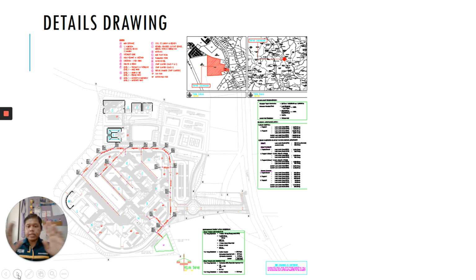This is the detailed drawing. How do we do this detailed drawing? It connects from the whole line here to the discharge point here. In this drawing you have to include the values for your manhole numbers, the invert level, and the ground level. At the pipeline you have to put the diameter and the length of the pipe.